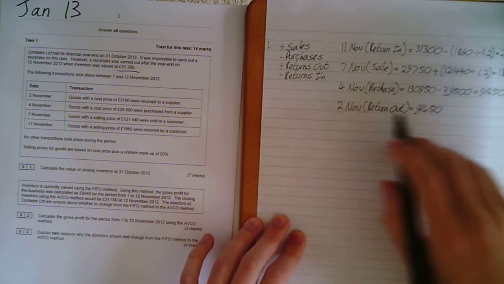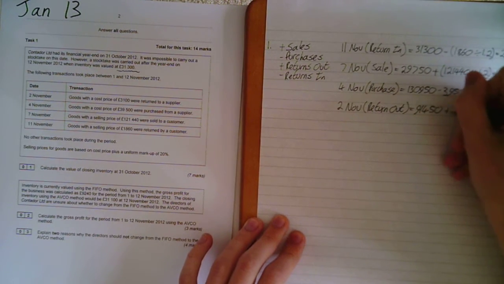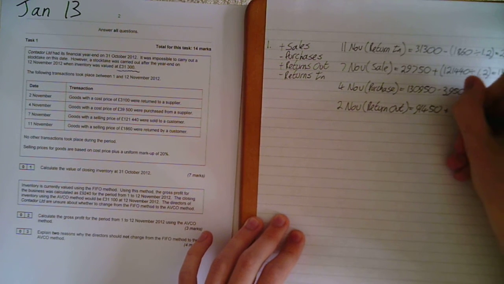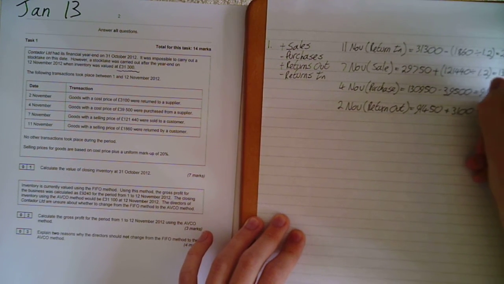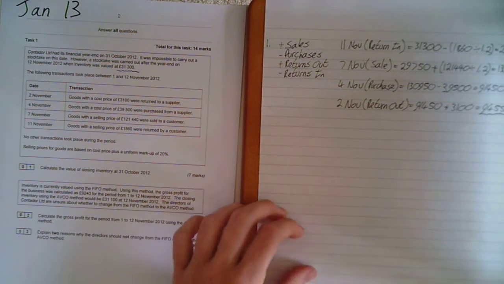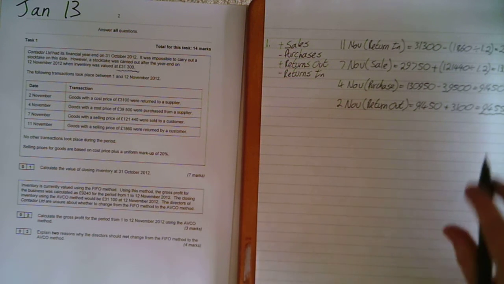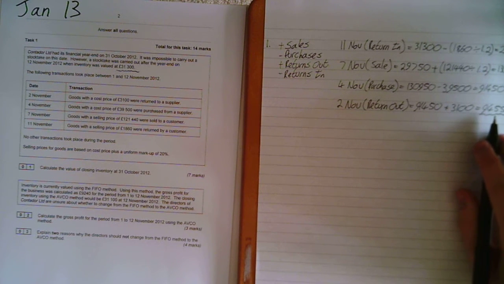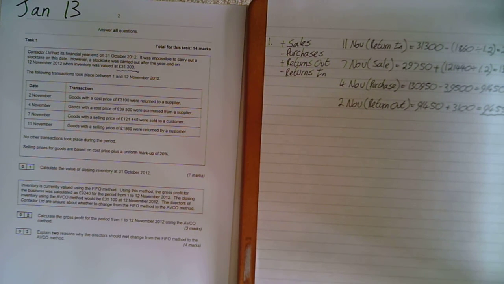So 91,450. What do we do with a return out? We just add it. The return out is worth 3,100, bringing us to 94,550. And that's your answer. So that is the closing inventory, the 31st of October 2012, if you want to think of it like that.